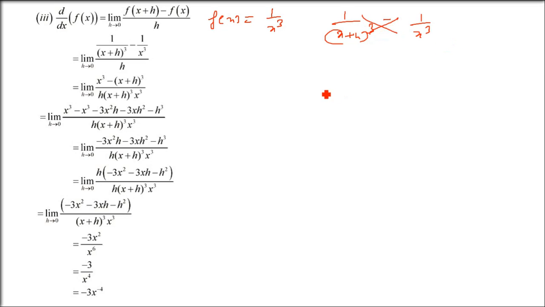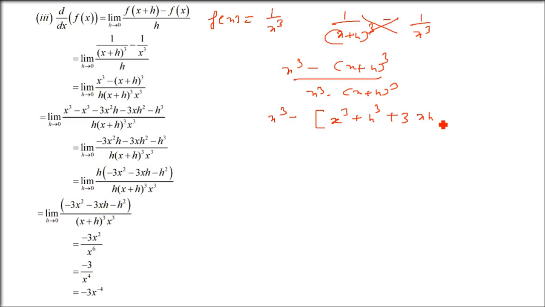So now just take the LCM: x cube minus (x plus h) whole cube, divided by x cube and (x plus h) whole cube. Okay. Now this is a cube minus b cube, and we are going to use the a cube minus b cube formula. What is a cube minus b cube? You have to use this formula. Just open this. Either you can use the a cube minus b cube formula or you can use this opening also. We'll see one question where we'll open it using the formula.